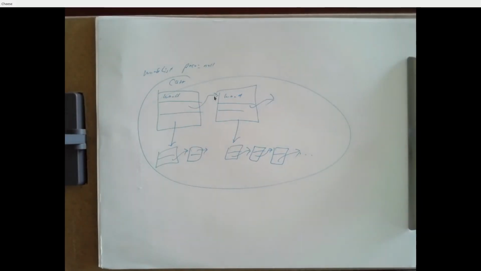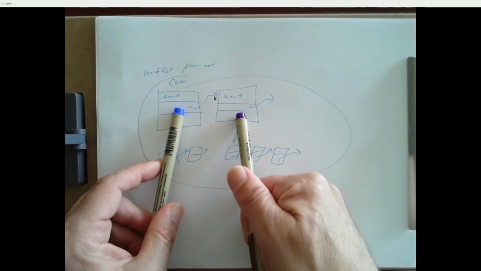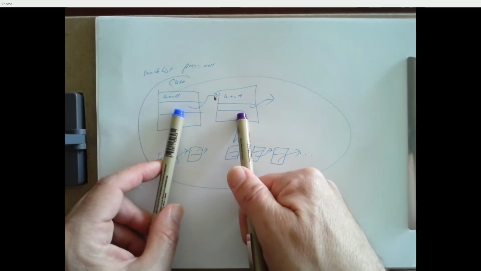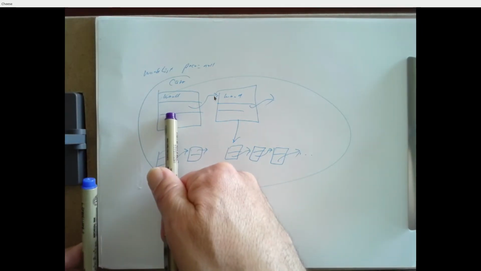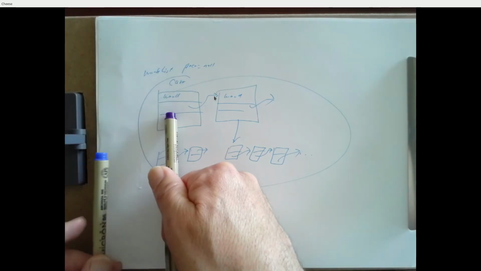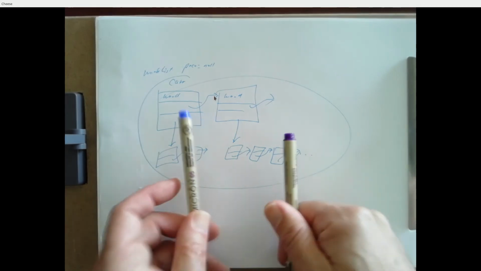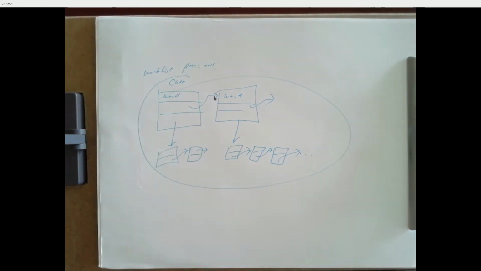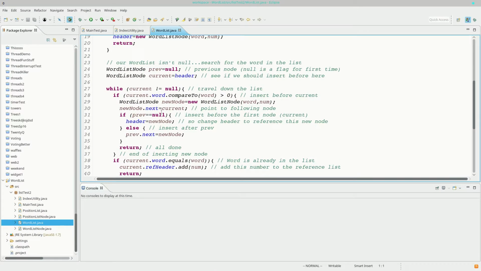Okay, so at this point, we've got a previous node and a current node we want to sandwich in between there. And there's two possibilities. The first possibility is that you're actually inserting before the first word in the list, in which case previous is null. So this is a special case. The other case is just where somewhere in the list, previous and current both point to legitimate nodes in the word list. So we just check for those two cases.